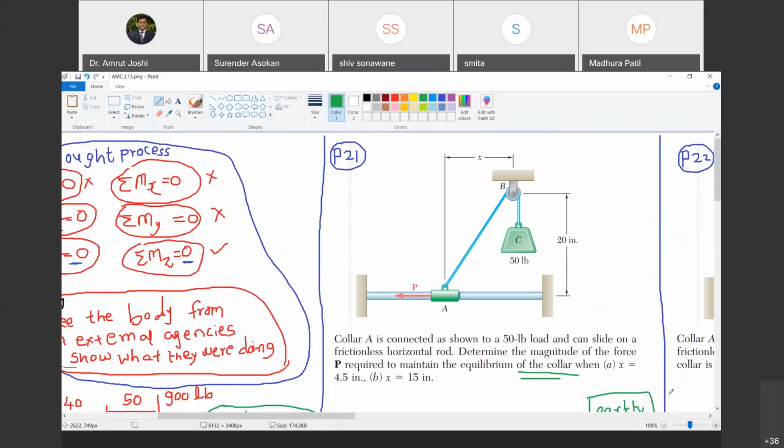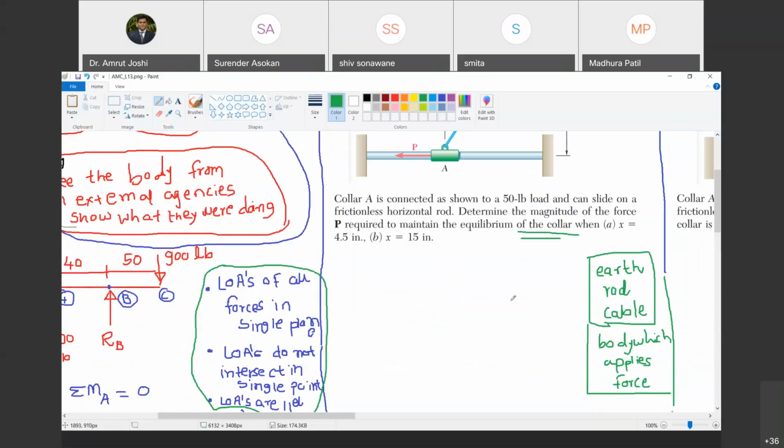Then we listed down all the external agencies for the body for which the free body diagram is to be drawn. Whatever external agencies there are for it, we wrote them all here. Are you with me? Yes, sir. Now this process that we have done by writing here is the process that will run in your mind while solving the problem, so it would not consume more than 5 seconds. Are you with me? Yes, sir.